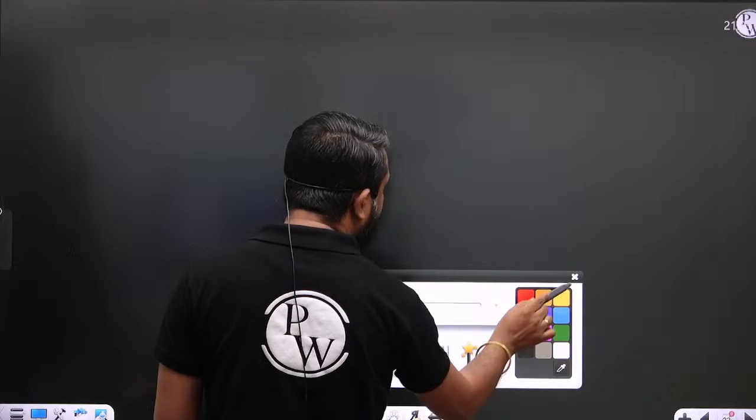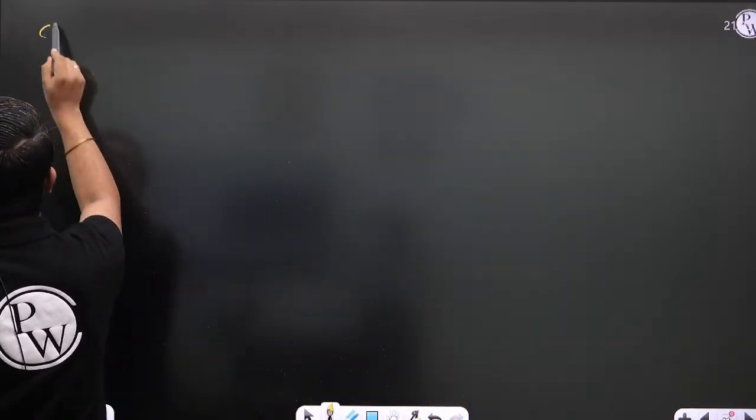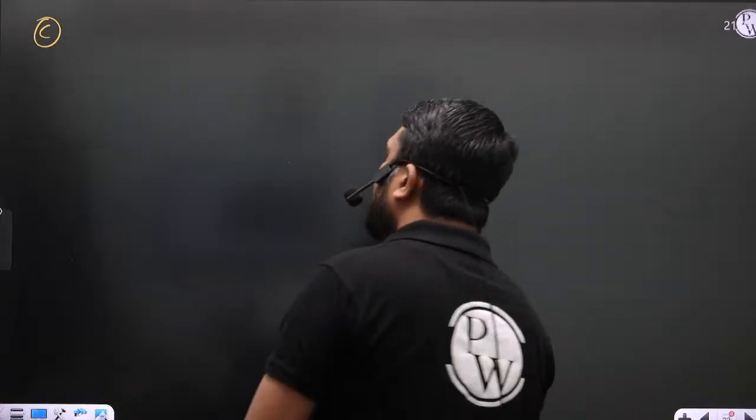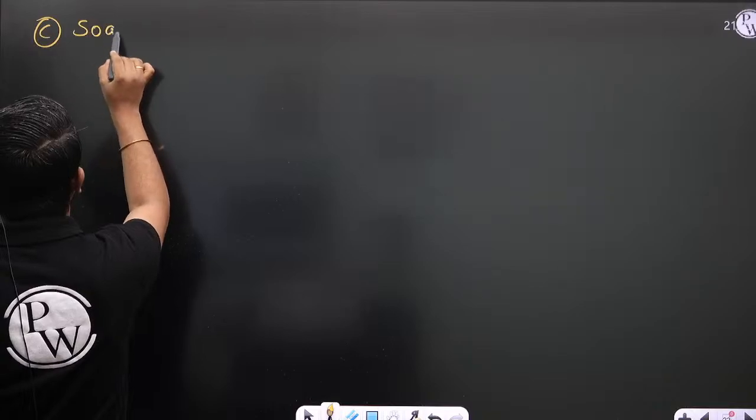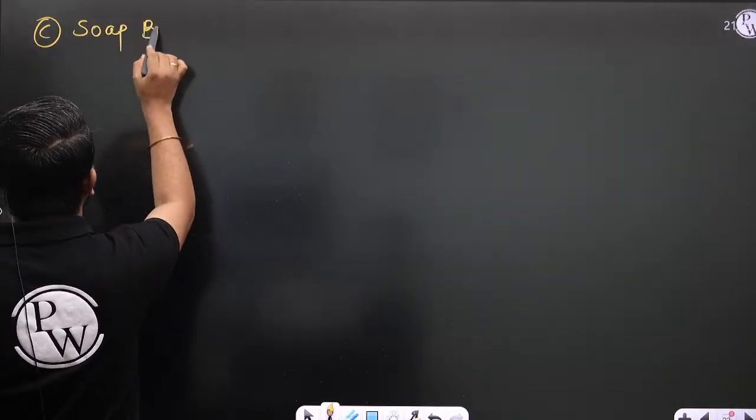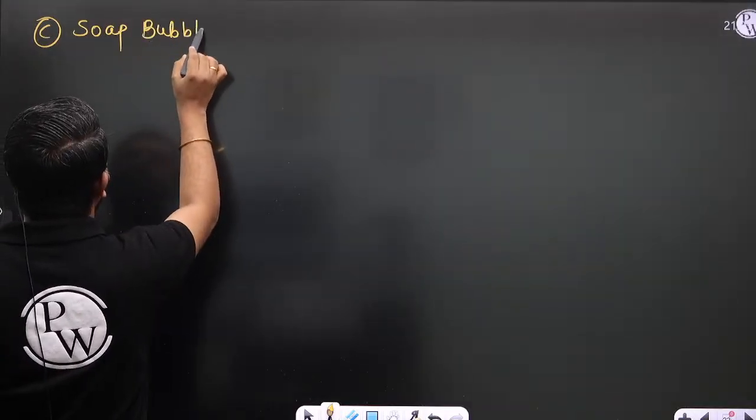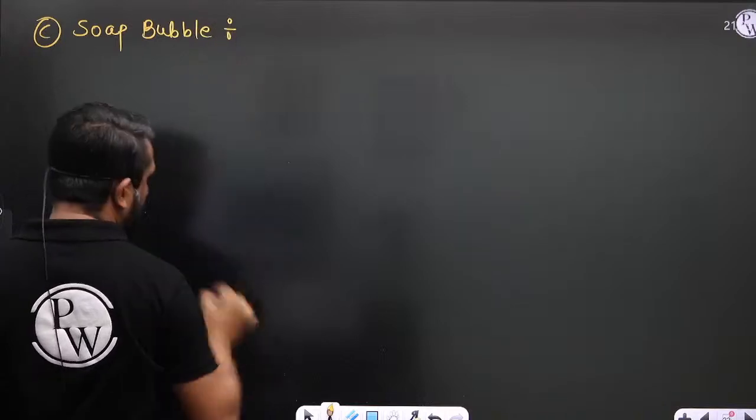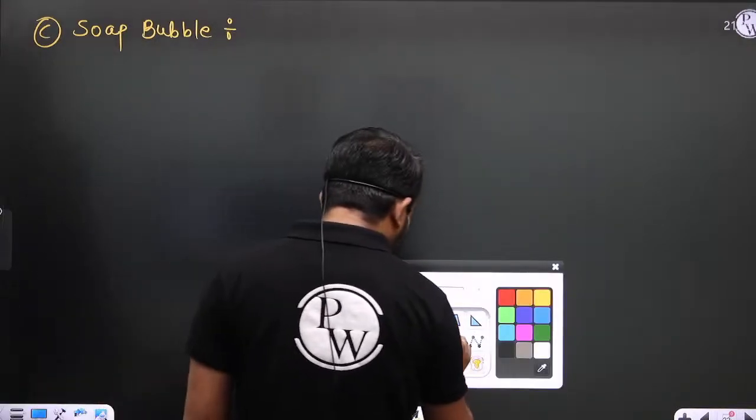Now come to case number C. Case C is a soap bubble. If you draw the soap bubble, it is like this.